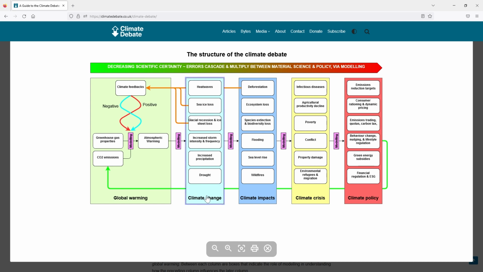And then we move from climate change into the category of climate impacts. So these are the nth order effects of global warming that we should be able to see in the world. And this is where we begin to really see ideology influencing people's understanding of climate change or the effects of climate change.